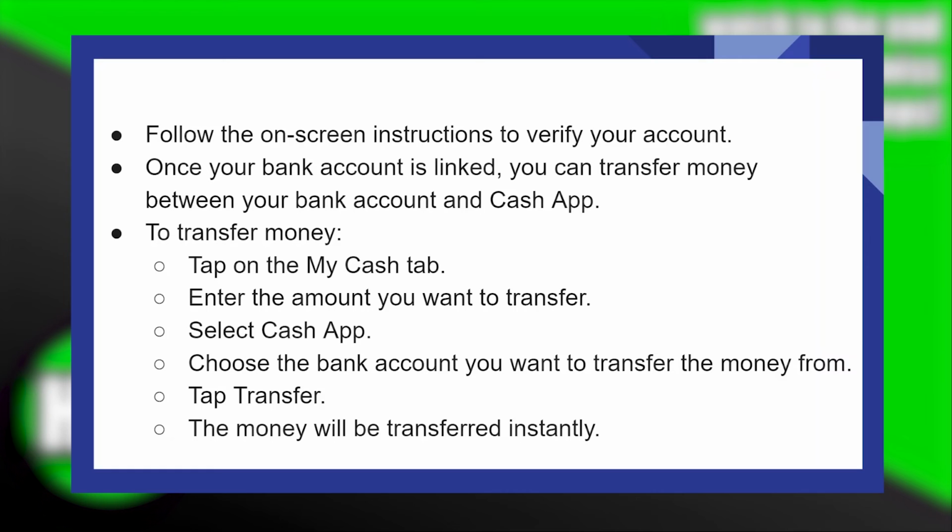To transfer money, first tap on the My Cash tab. Now, enter the amount you want to transfer. Here, select Cashapp. Choose the bank account you want to transfer the money from. Next, tap on Transfer. The money will be transferred instantly.